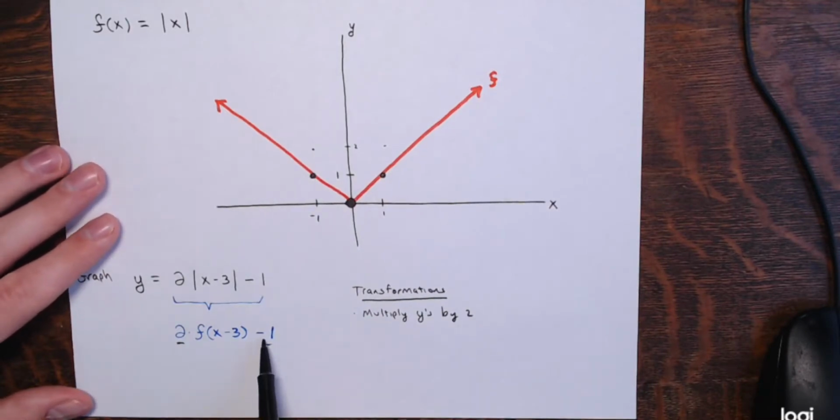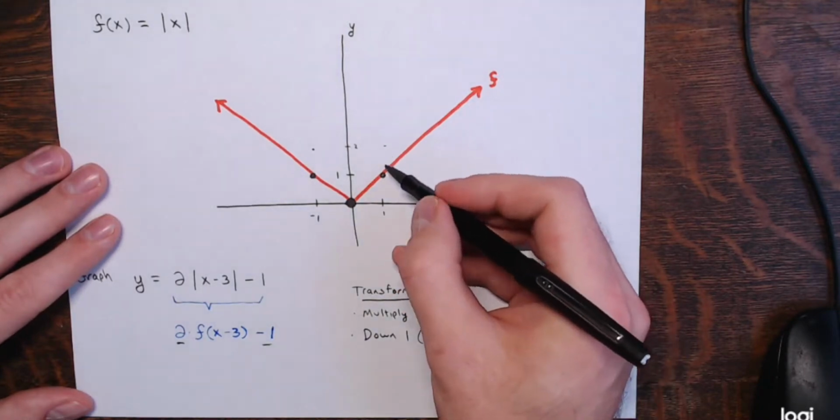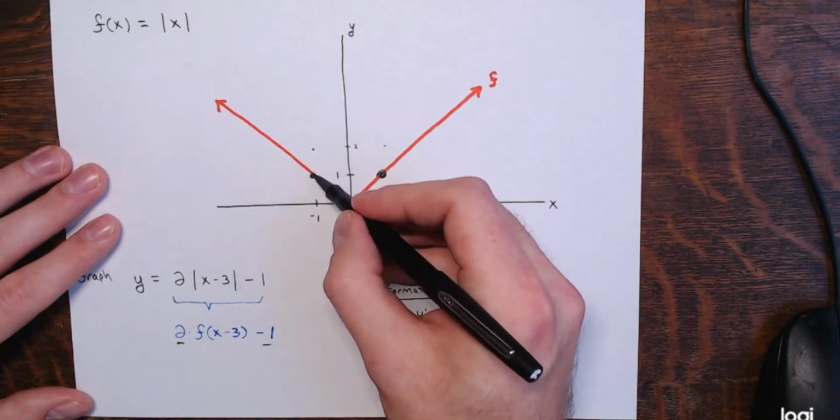But then this minus 1 here would move everything down 1 unit. You'd shift down 1, or subtract 1 from the y coordinates. So now this 1, 2 goes back down to 1, 1. Negative 1, 2 goes down to negative 1, 1.